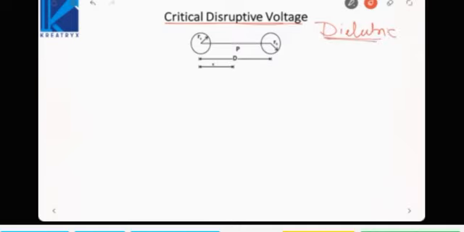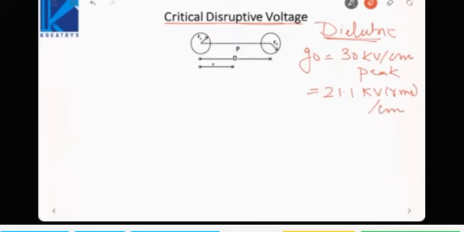The dielectric strength of air at NTP is 30 kV per centimeter if we are talking about peak or maximum voltage, or it is 21.1 kV RMS per centimeter. So this will be the dielectric strength of the air at NTP. NTP means normal temperature and pressure, that is, temperature is 25 degrees centigrade and pressure is 1 atm. At that, the dielectric strength is this much.